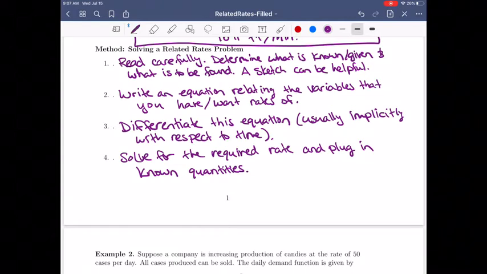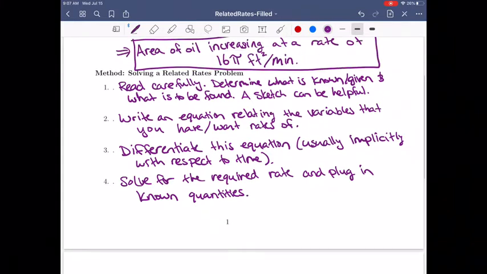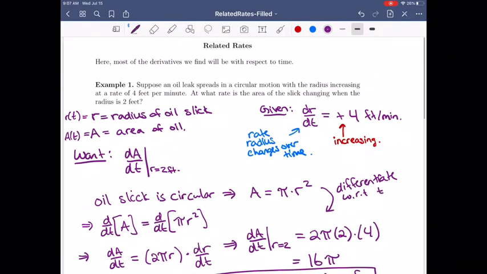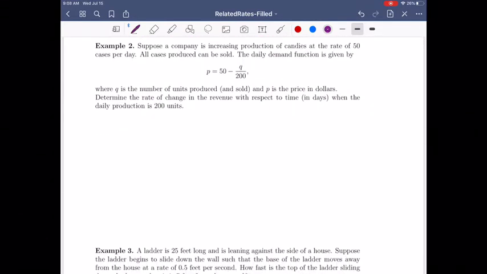Now, to tell these problems apart from the optimizing word problems that we just looked at, it's not too difficult usually, because the optimizing ones always say the words minimum or maximum, right? You're looking to optimize something. Whereas here, they always give you a rate and ask for a rate of some kind. So normally you're going to see the words rate of change a lot. So let's see another example.